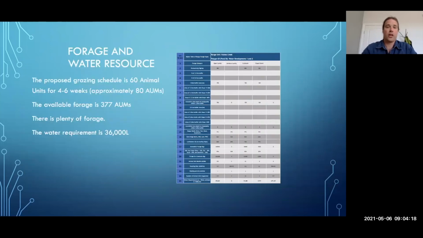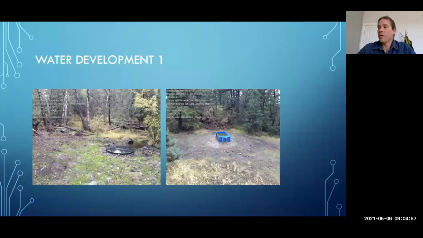For the forage and water resource, the proposed use from the tenure holder is 60 animal units for 4 to 6 weeks, so approximately 80 AUMs in the fall. The available forage is 377 AUMs, so we have lots of forage. There's a lot of forage associated with the recent burned area. We can calculate our water requirement off of that. It might actually be a little bit greater than that: at 60 animal units it's 36,000 liters, and at 80 it's 42,000 liters.